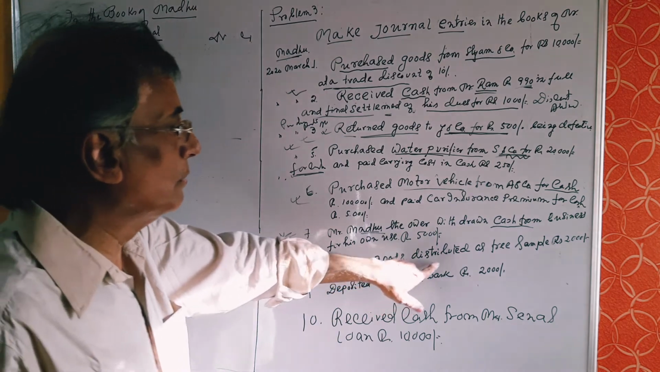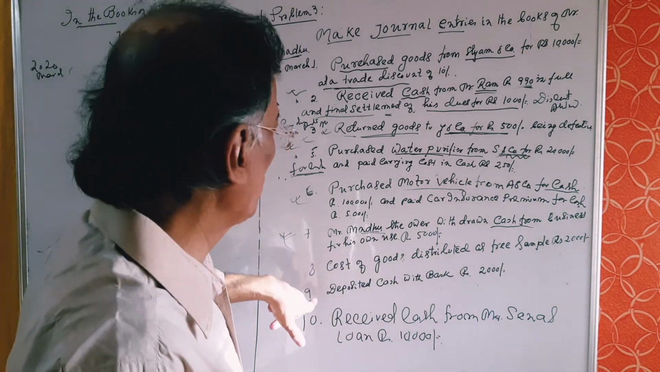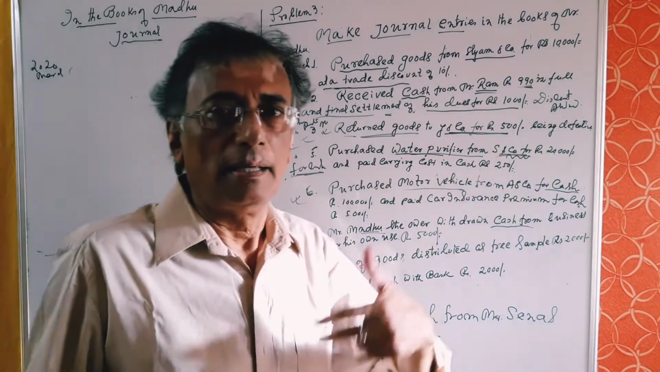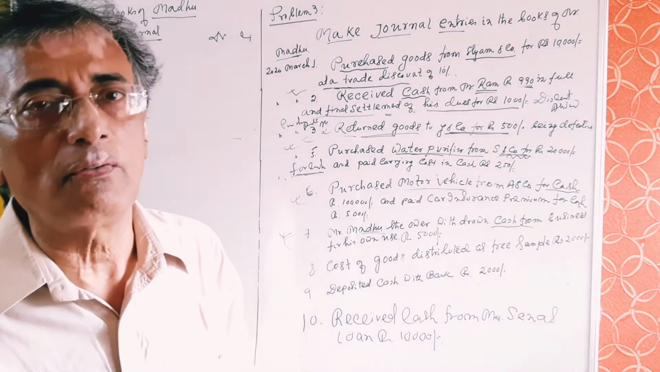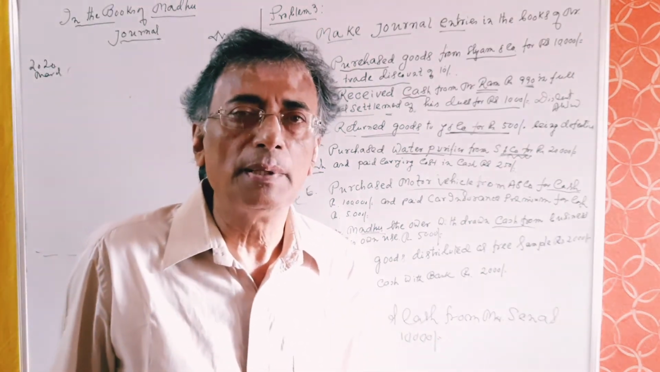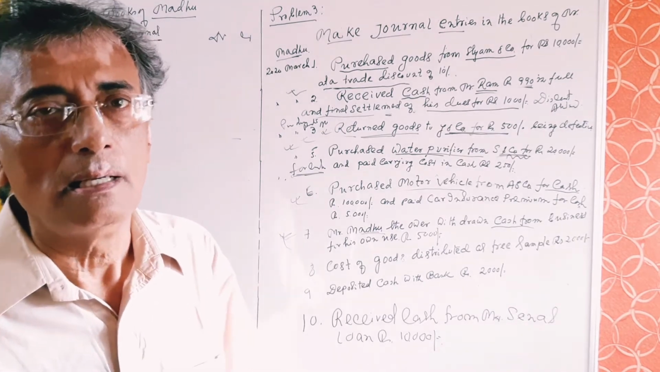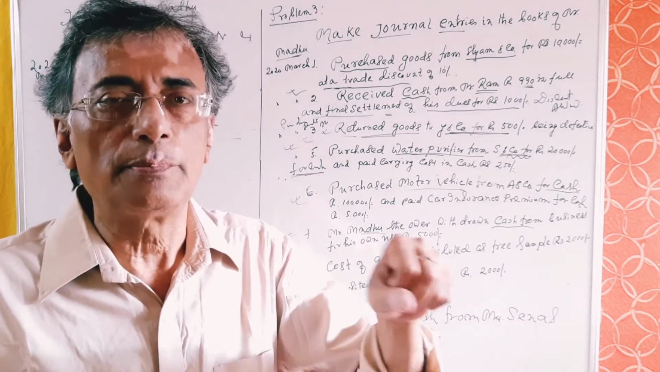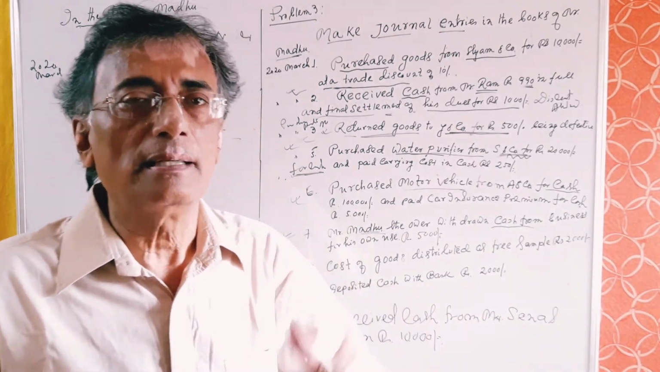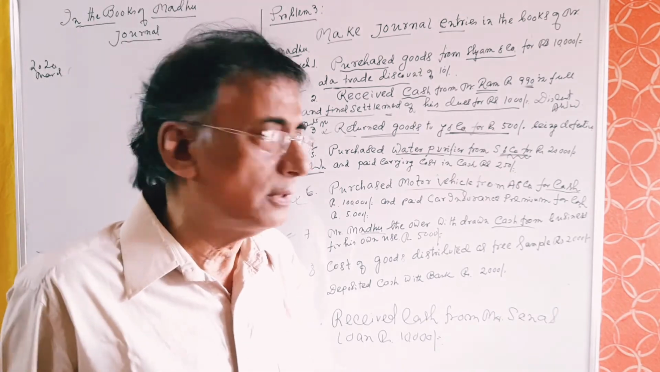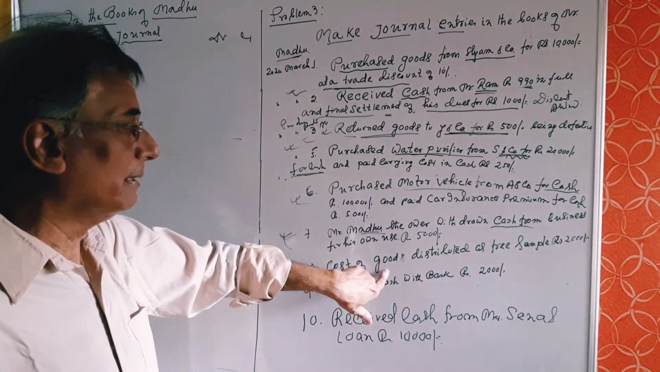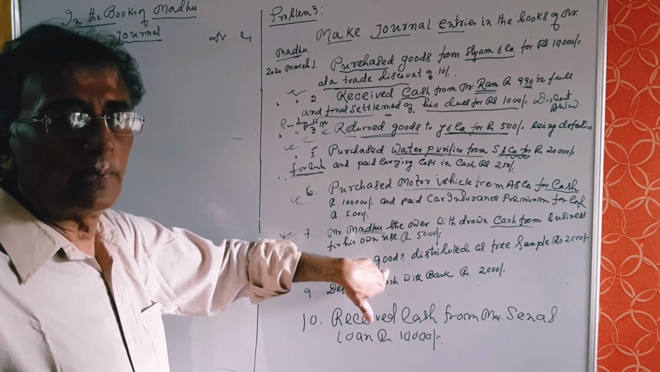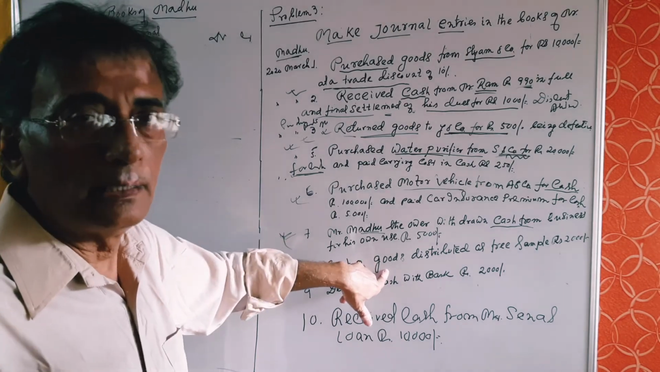Cost of goods distributed as free sample of rupees 2,000. Cost of goods distributed as free sample. This is a unique process of marketing. Many companies take recourse to this process of marketing before launching the product in the market to grab the prospective customers. This is a unique method of advertisement. So here in this case, we should consider the head of account as advertisement. This is simply a way of advertisement by the companies before launching the product in the market.